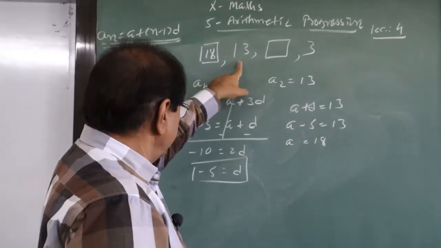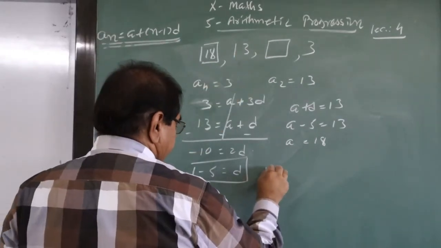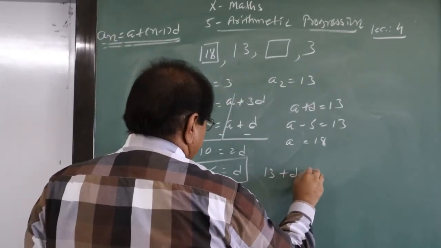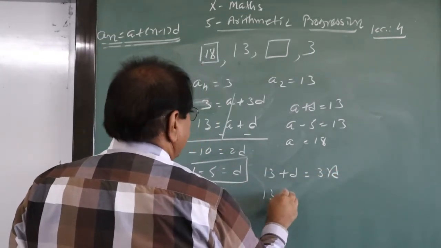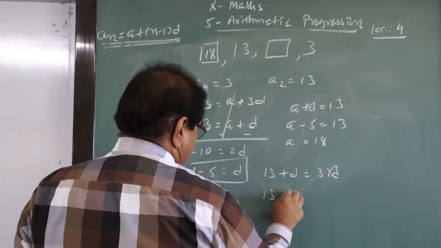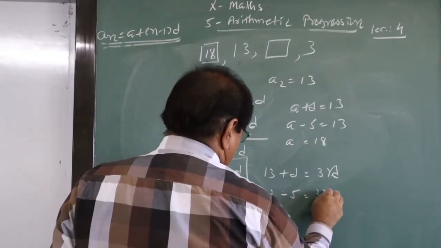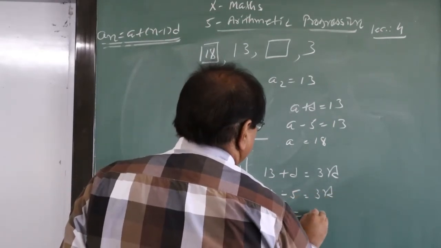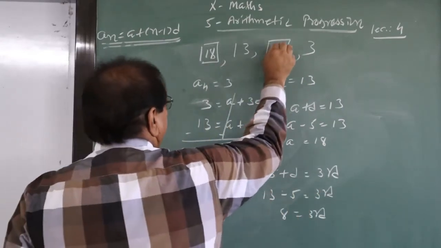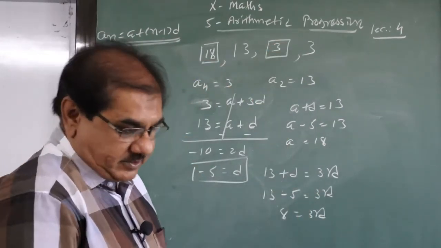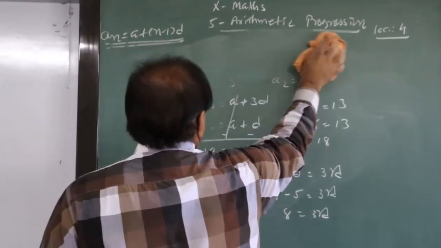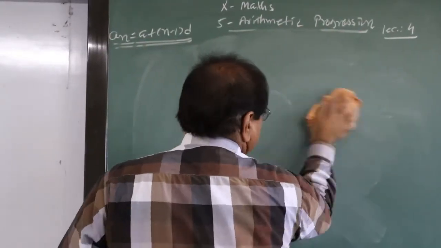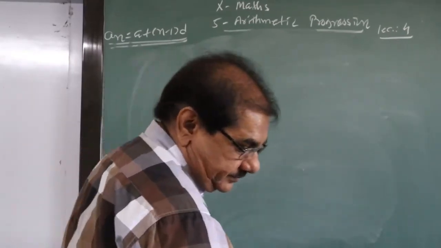Similarly, 13 is the second term, plus d is equal to the third term. So 13 minus 5 is equal to the third term. So it is 8, the third term. So this is how you can find out the required term in the AP. Okay.